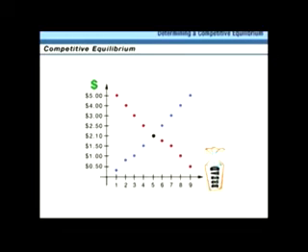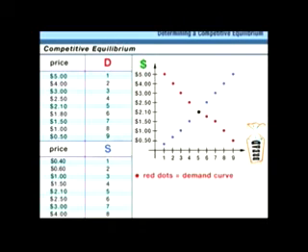Let's go back to the analysis that we've developed earlier. The red dots in this diagram represent quantities demanded at different prices. This information comes from the table that's over on the board. At a price of $5, the quantity demanded is 1 loaf of bread per week. At a price of $4 per loaf, the quantity demanded is 2 loaves per week, and so forth, giving us this collection of red dots.